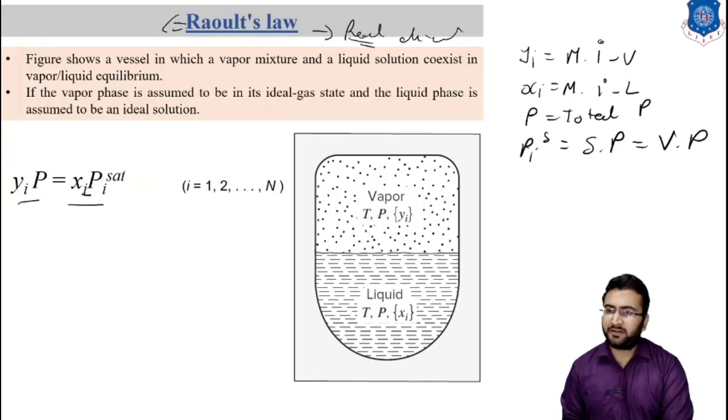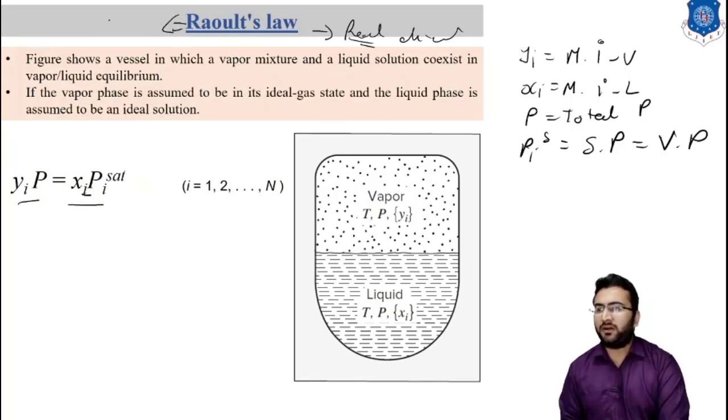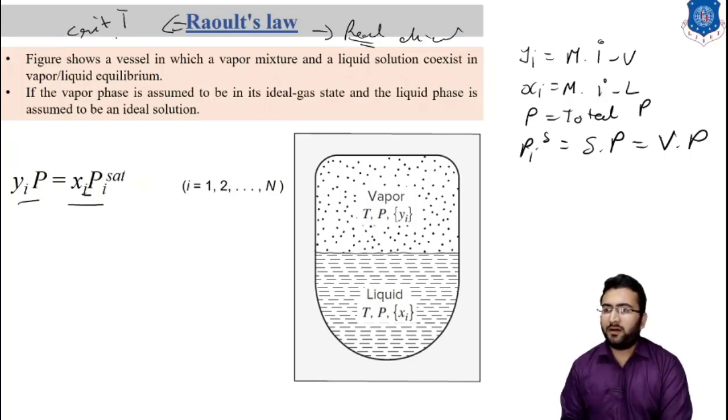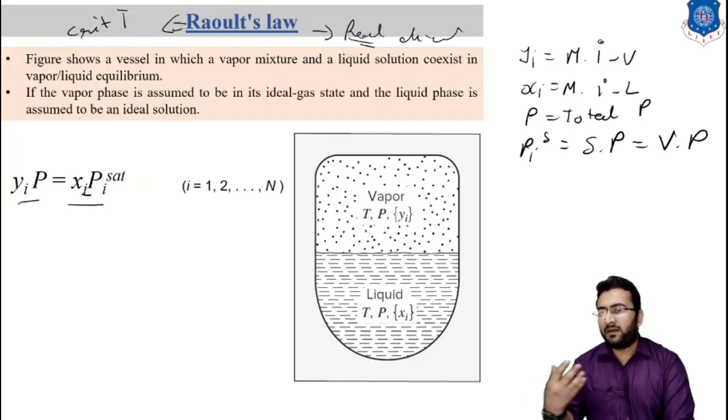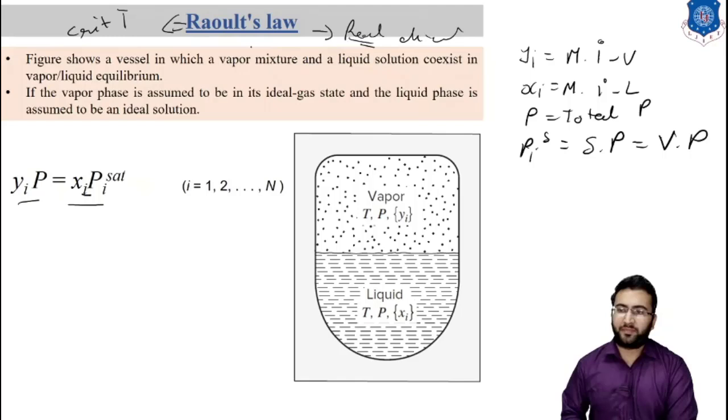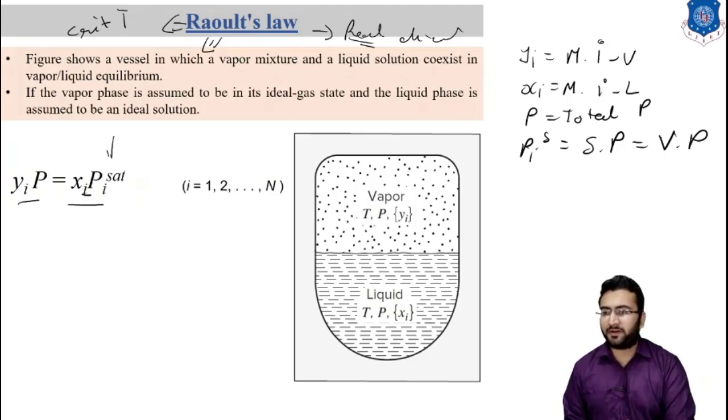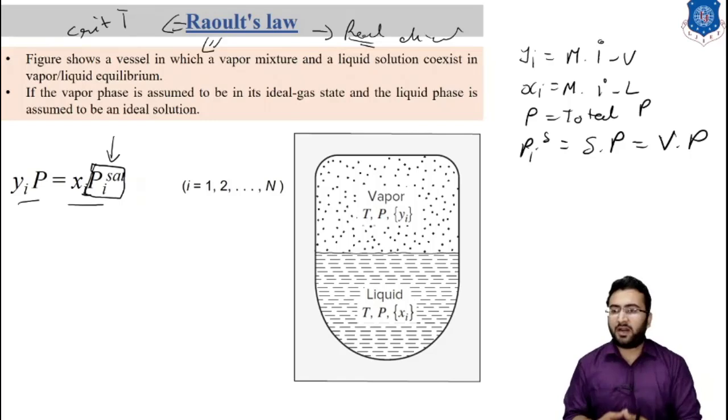The second limitation of Raoult's law is that we cannot apply it at or above the critical temperature. We can only use Raoult's law for systems below the critical temperature. The next limitation is that we cannot use Raoult's law without knowing the vapor pressure of the particular component. So if we want to use Raoult's law, we must know the vapor pressure of the particular component. These are the various limitations of Raoult's law.